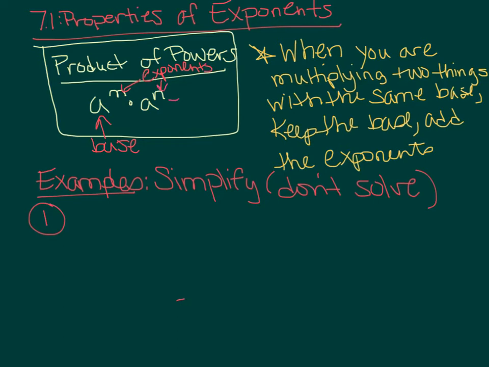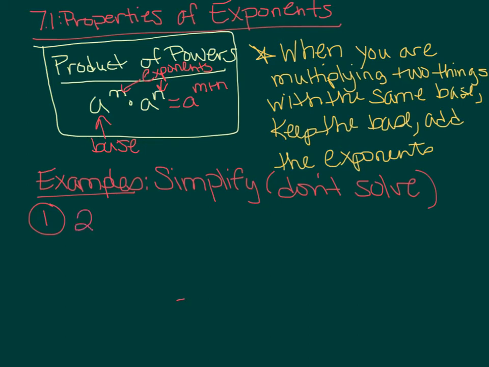So when you have that, what's going to happen is our base is going to stay the same. It's going to still be a, or whatever variable or number you have, but the m and the n, the two exponents, are going to be added together. I actually wrote it out in words on the side. When you're multiplying two things with the same base, keep the base, add the exponents. So it's hard to understand when you're just looking at rules, so we're going to go through some examples.